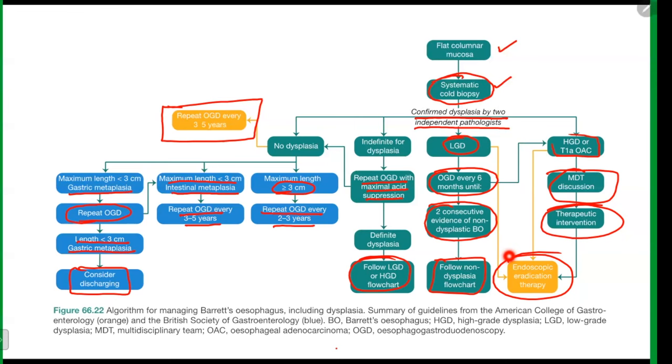When you have indefinite, again you go for a biopsy with acid suppression. If you have a definitive Barrett's esophagus, then follow your LGD and HGD. For low grade dysplasia, OGD every 6 months until you find 2 consecutive evidence of non-dysplastic Barrett's esophagus, then follow the non-dysplastic flowchart. If you find high-grade dysplasia or T1A or esophageal adenocarcinoma, then you go for multidisciplinary team discussion, then therapeutic intervention followed by endoscopic eradication therapy.